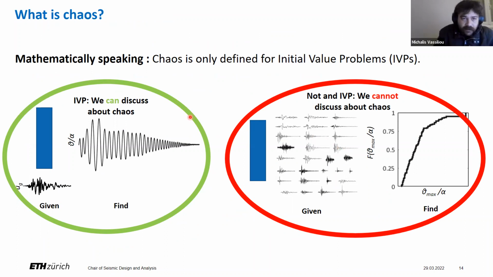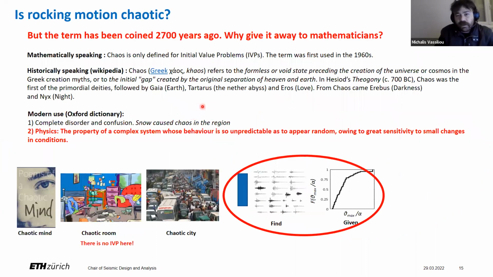So I will relax the math a bit over here, and I will try to use chaos in the broader sense that everyday people use it. The term was coined 2,700 years ago in mythology to refer to what existed before the creation of the universe, and nowadays it is used in a much broader context than the one of Lorentz. According to the Oxford Dictionary, it means complete disorder and confusion. Snow caused chaos in the region. Or in natural sciences, it is used to declare unpredictability.